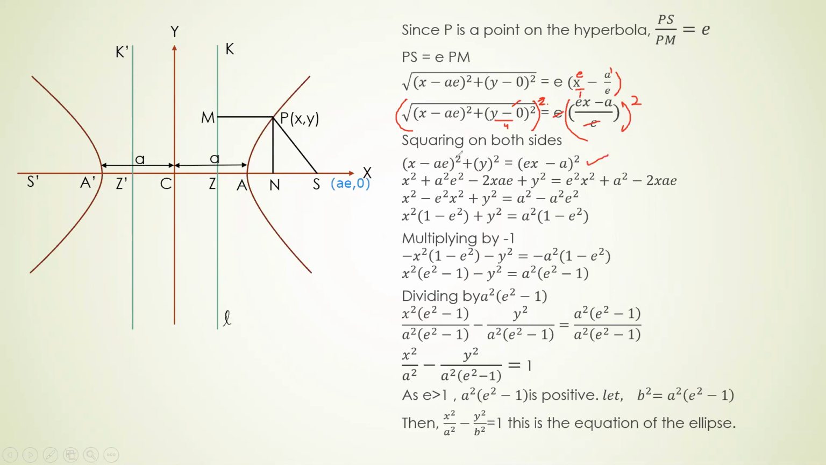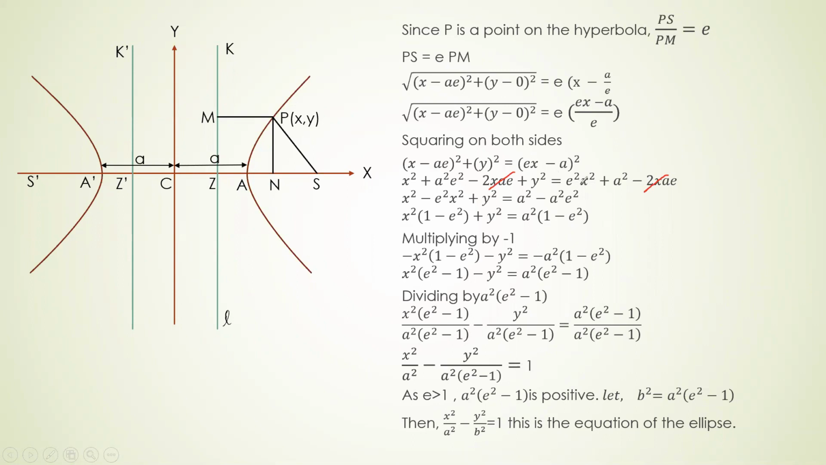Now we will apply the (a minus b) whole square formula: a square plus b square, two terms are there, so a square e square minus 2ab, and y square as it is. Similarly, on the RHS, we will apply the (a minus b) whole square formula: a square plus b square minus 2ab. If I take this minus 2xae to the other side, it will become plus, and on the other side it will be minus, so both get cancelled.